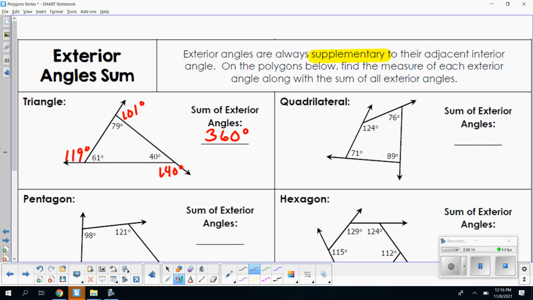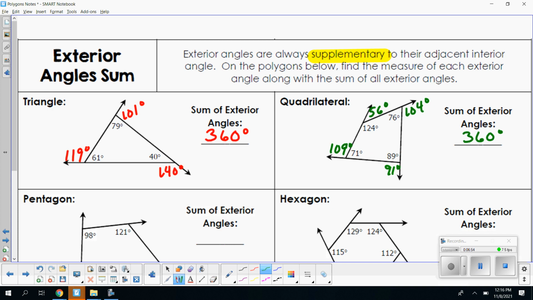Okay? On this quadrilateral, if we take a look at the exterior angles here, we have 124 plus 56 degrees will give me 180. 76 plus 104 degrees will give me 180. 89 plus 91 degrees will give me 180. And 71 plus 109 degrees will give me 180. Now, when I add 56 plus 104 plus 91 plus 109, I end up with the sum of the exterior angles being 360 degrees. Okay?